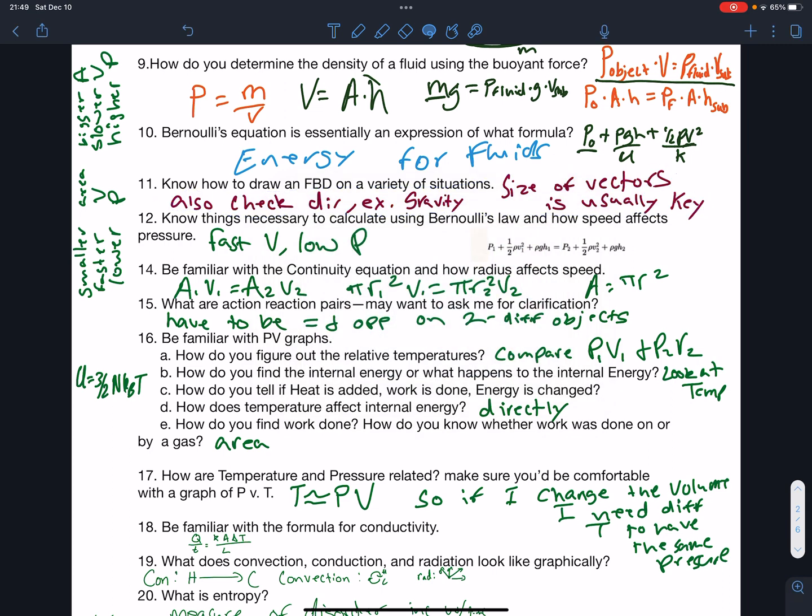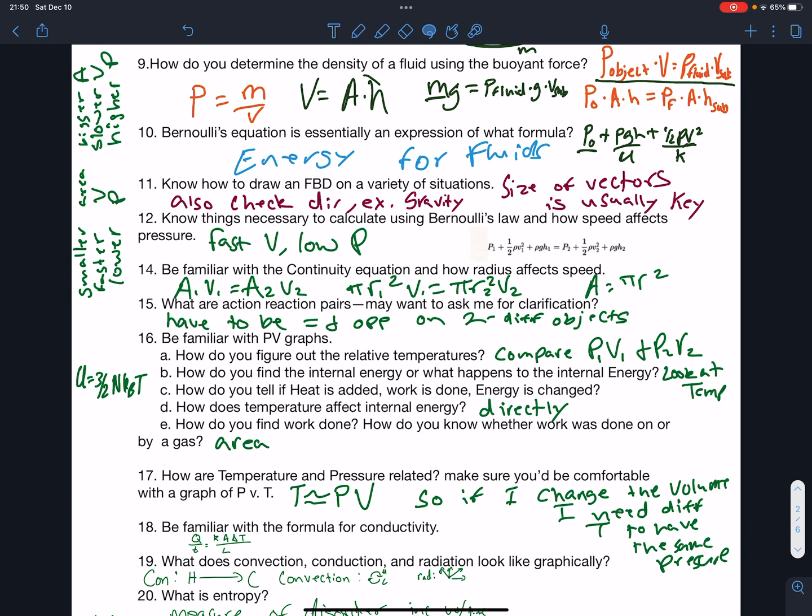Double check to make sure the size of the vectors are the way it's supposed to be. For instance, if it's supposed to be balanced forces, double check that those forces are indeed balanced. And if it's supposed to be accelerating, double check to make sure that one of the forces would be bigger than the other.